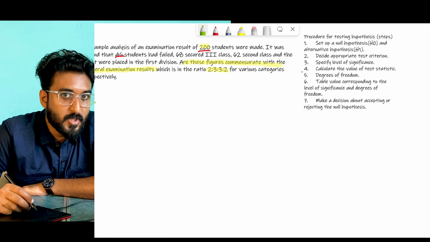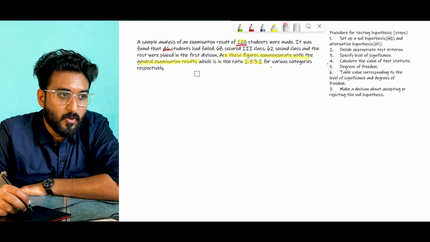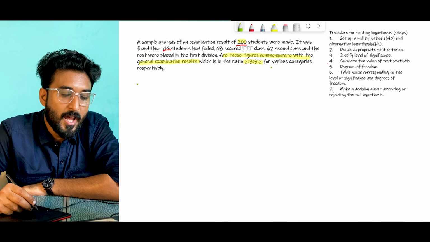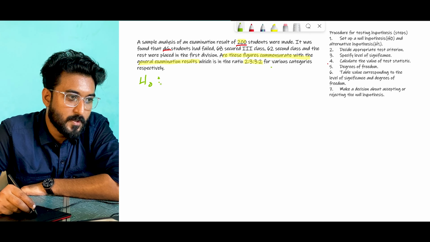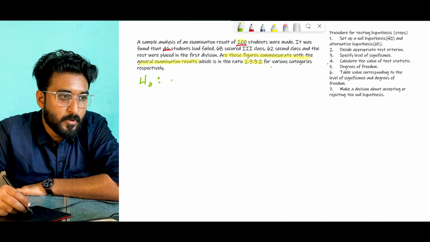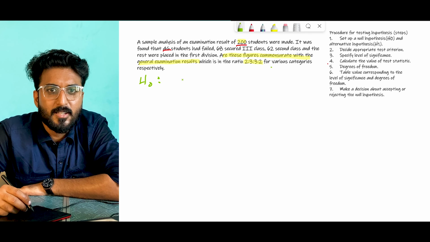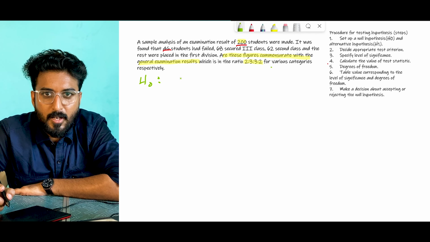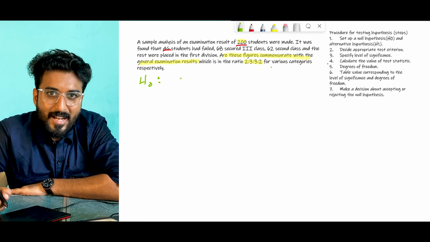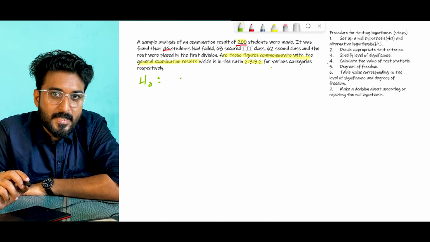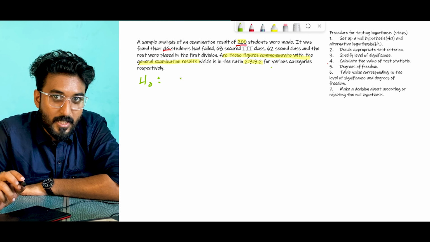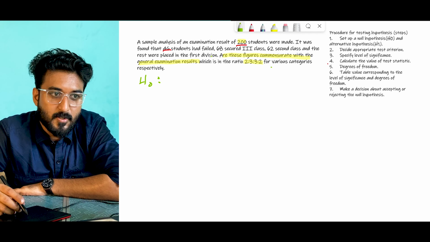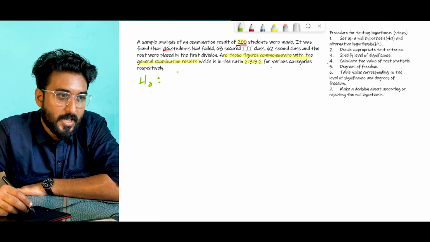So these are the procedure for testing a hypothesis. What is the first step? The first step is to set up a null hypothesis. Here the null hypothesis is that there is goodness of fit. You can write it like this: there is no significant difference between expected frequencies and observed frequencies. Or you can write: there is a goodness of fit between observed frequencies and expected frequencies. So this is our H0, the null hypothesis.